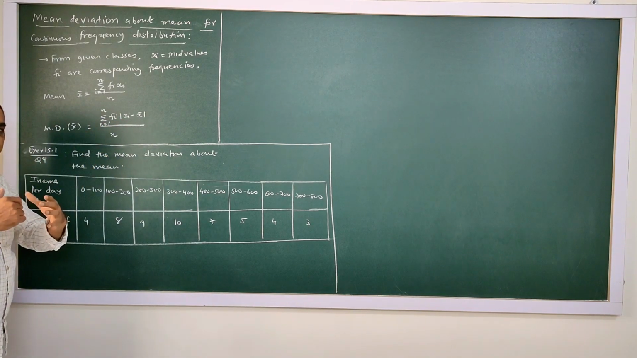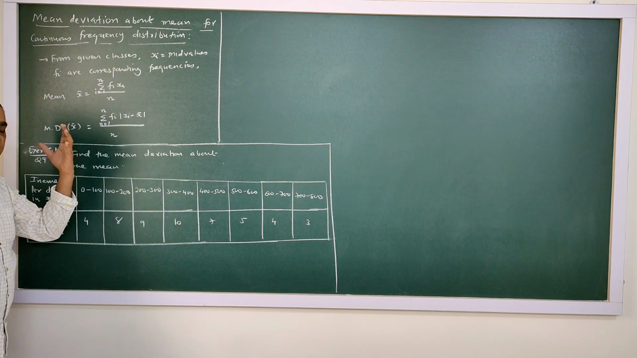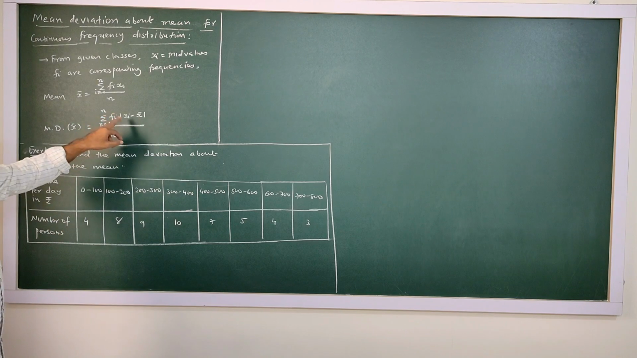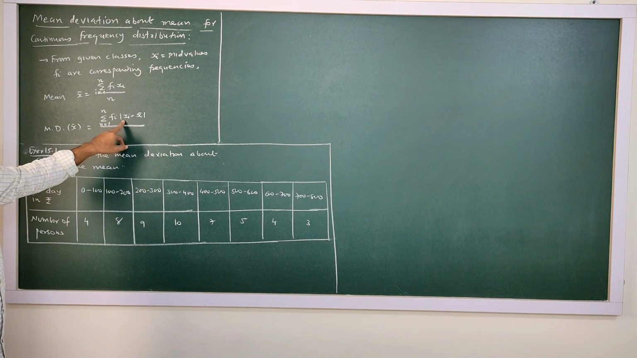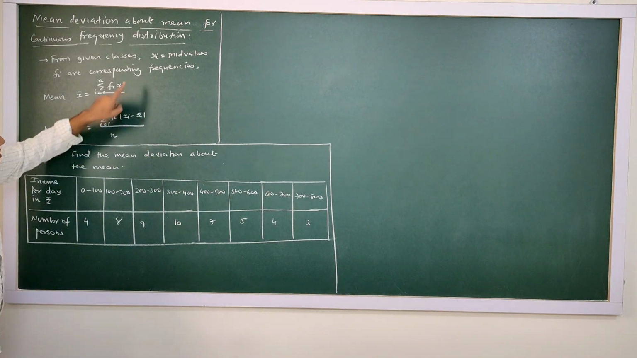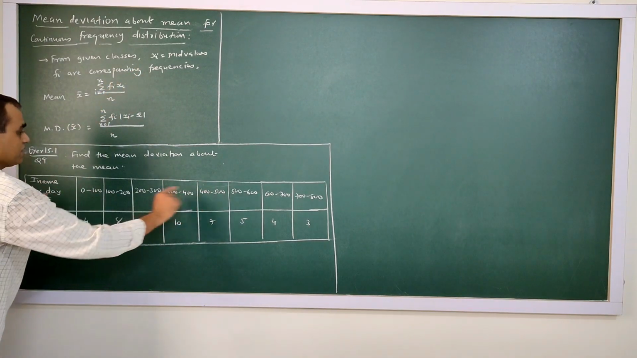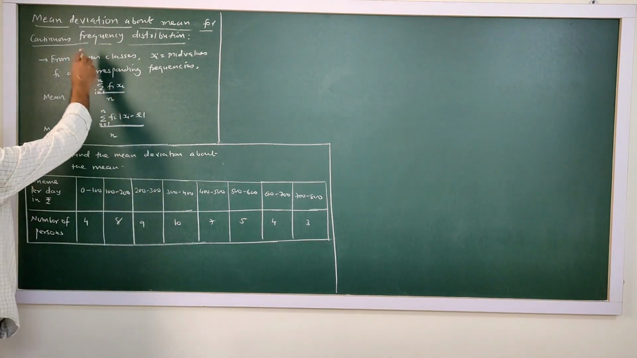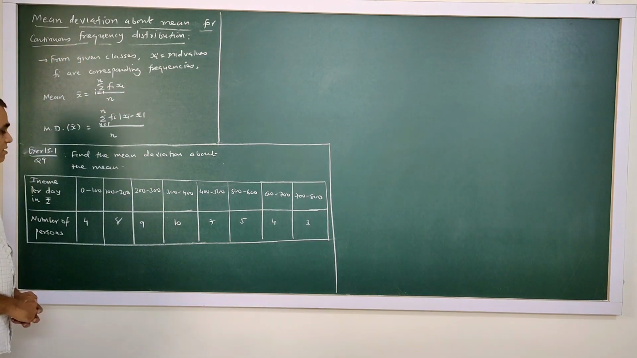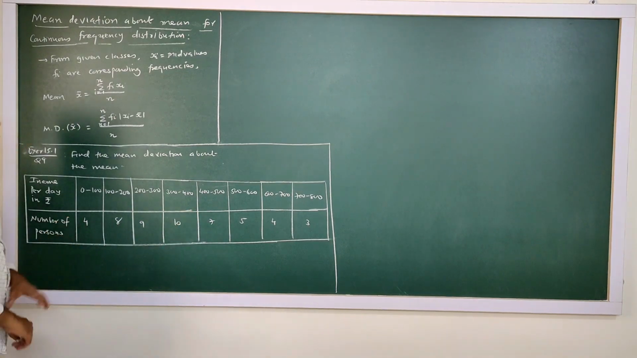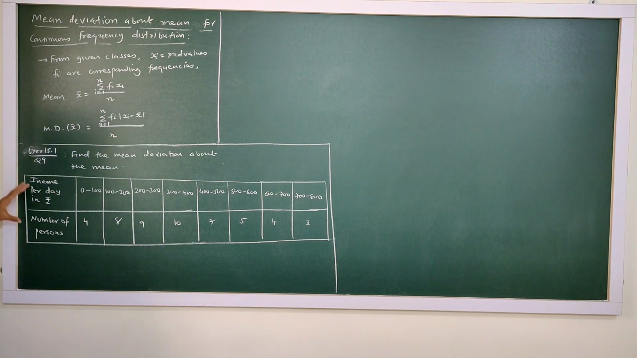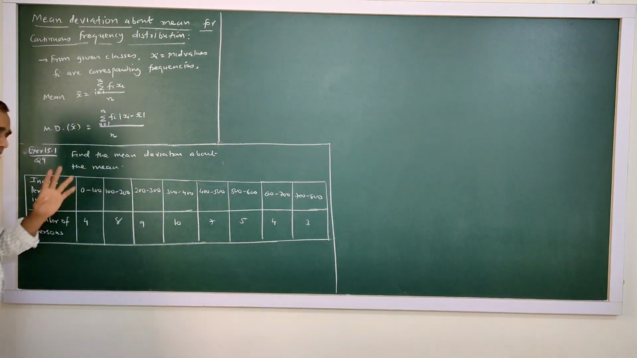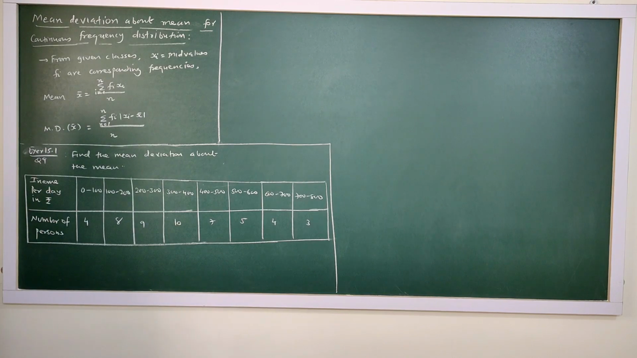Only difference in that method and this method is, in discrete frequency distribution, xi are observations and here xi are mid values, because classes will be given. See, here classes are given. So when classes are given, that means it is continuous frequency distribution. These are frequencies. So in this question, we find mean deviation about the mean for this data.